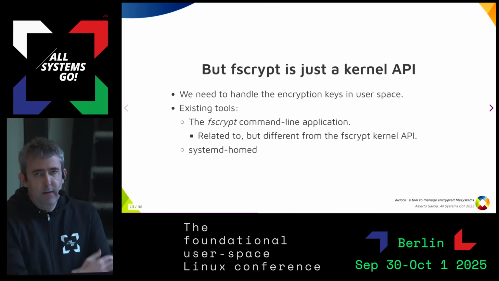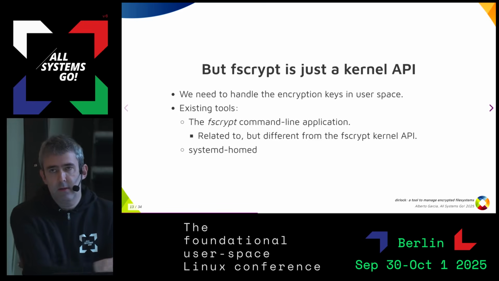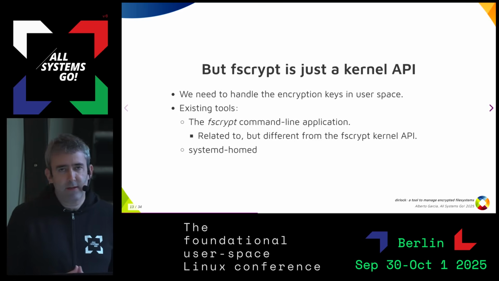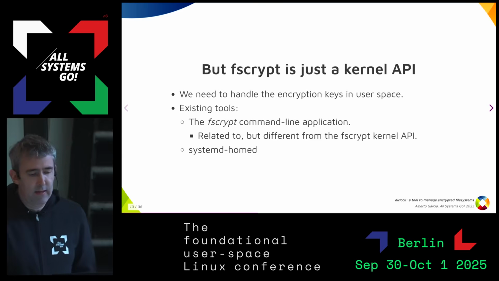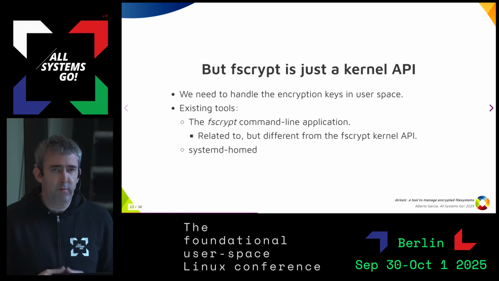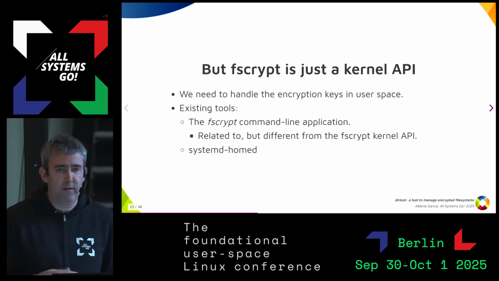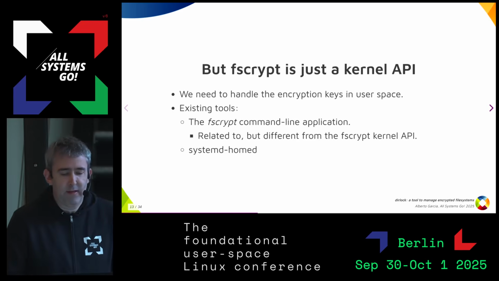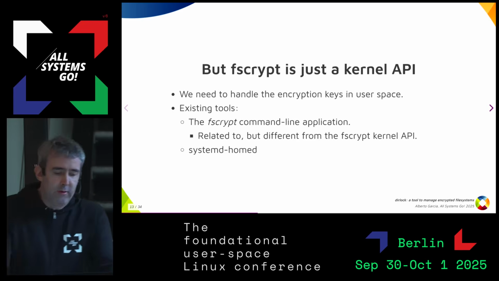But fscrypt is just the kernel API. So the way it works is that you give the kernel an encryption key, and the kernel takes care of protecting your files. But you, meaning user space, are responsible for keeping that key safe and storing it somewhere safe. For that, the API doesn't concern itself. You are supposed to take care of it, and you're basically free to do it. So there are some tools to do it.